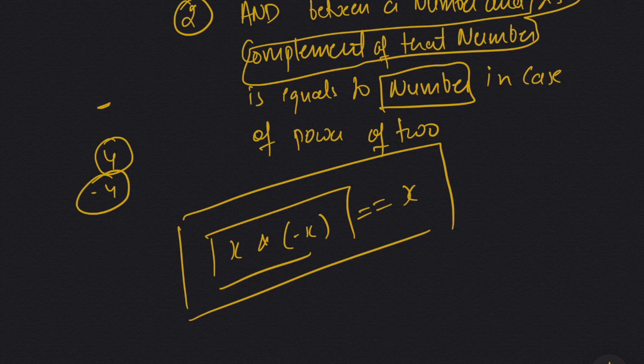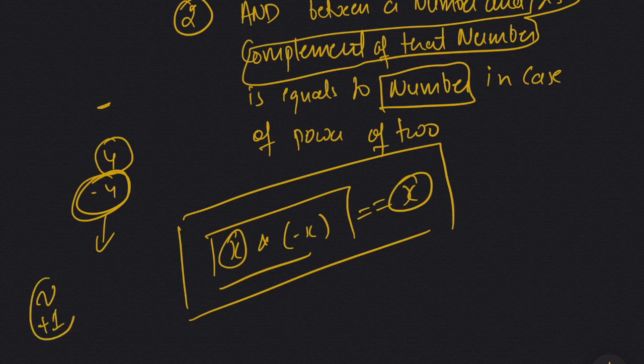Let me repeat it again. I took the number and the AND operation with the negative of that number. If this is equal to the number, that means the given number is a power of 2. And how do we get minus x? First we take the complement of the number, then we add 1 to that. So let's move on to the coding part and let's see what is the code for this problem.